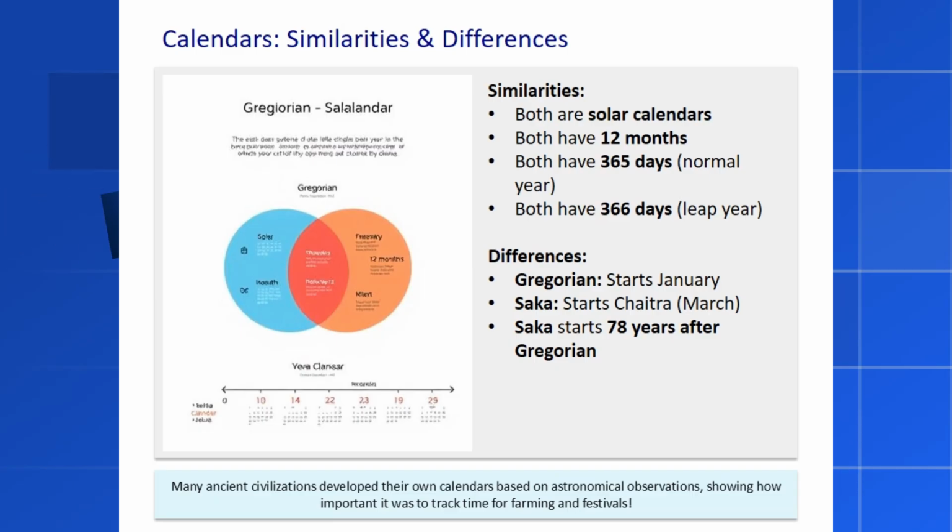Here's another fun fact. Did you know that many ancient civilizations, like the Egyptians and Mayans, developed their own calendars based on observing the sun, moon, and stars? This shows how incredibly important it was for them to track time for things like planting crops and celebrating festivals.